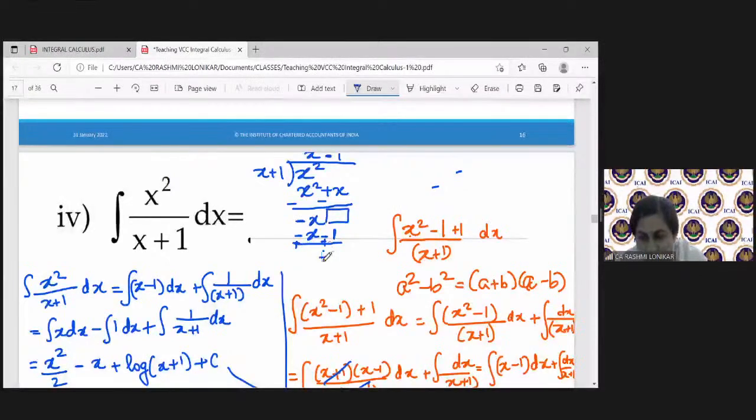And what will be the remainder? Plus 1. So when I am dividing x square upon x plus 1, what do I get? I get in the quotient x minus 1. And what is my remainder? Plus 1. So it is plus 1 upon x plus 1. Okay, that is why there is no 2 here.